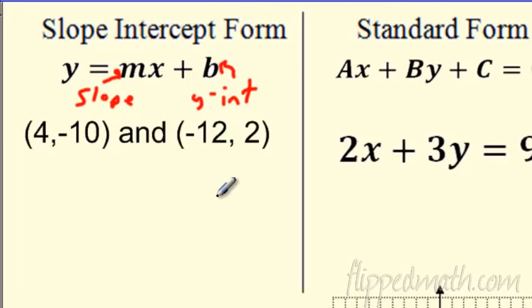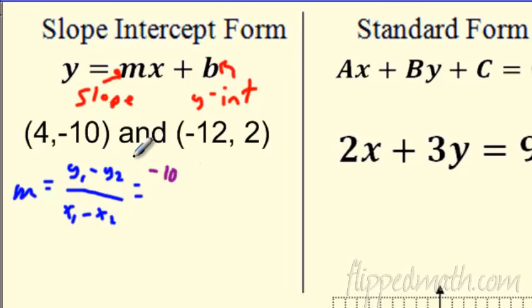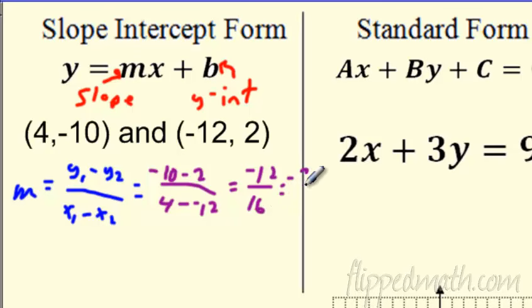Let's make sure we're cool with this. If I gave you 2 points, could you do it? Sure. Remember, if you have 2 points, you just use the slope formula: y2 minus y1, it doesn't really matter as long as you're consistent. Subtract your y's, the change in y on top over the change in x on bottom. So I'm looking at negative 10 minus 2, over 4 minus a negative 12. That's negative 12 over 16. Reduce that fraction, and we get negative 3/4. So my slope is negative 3/4.